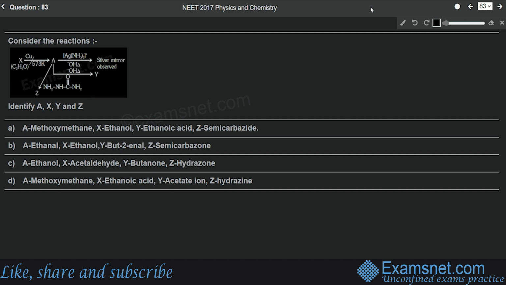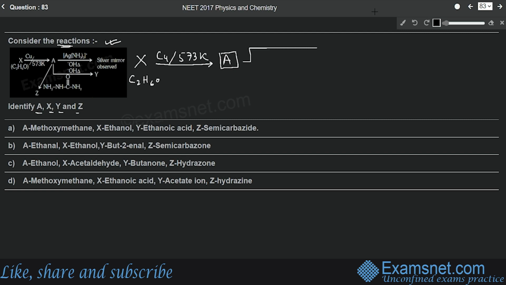Question number 83 is from the chapter aldehydes, ketones and carboxylic acids, and the question is consider the reactions. So different reactions are shown here, and we have to identify the compounds A, X, Y and Z. The reaction starts with the reactant X, whose formula is given as C2H6O. Now this formula shows that X is either an alcohol or an ether. This X reacts with copper at the temperature 573 Kelvin to give a compound A. Now we don't know what this compound is. Here onwards, three different reactions are taking place, giving three different products.